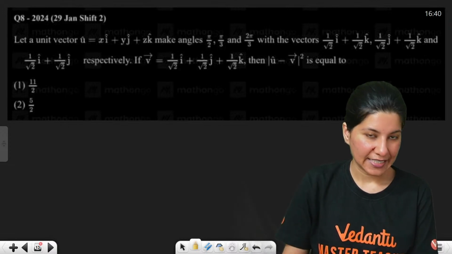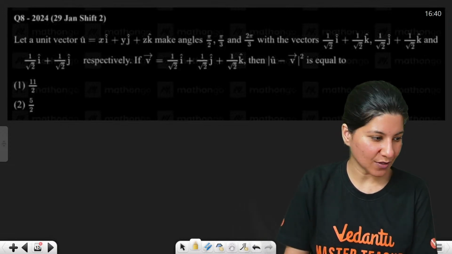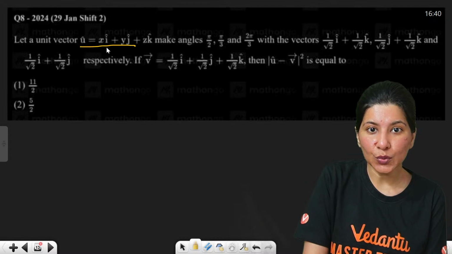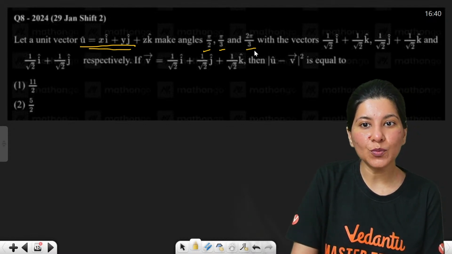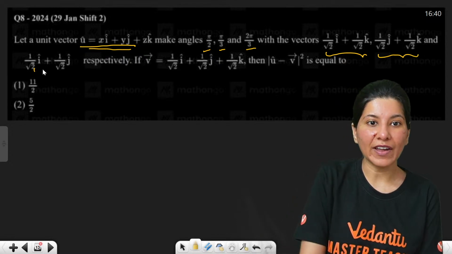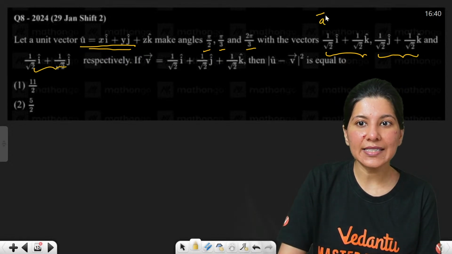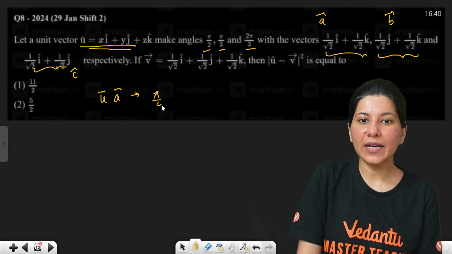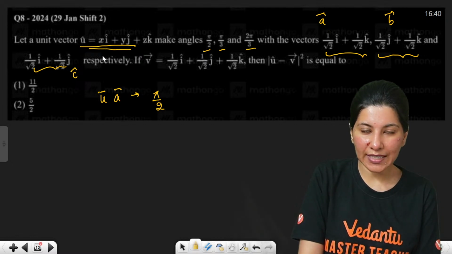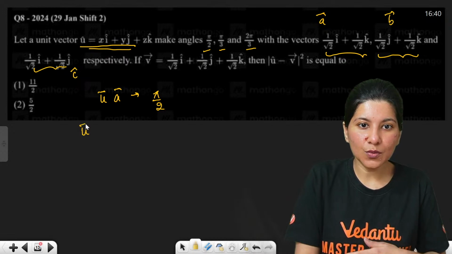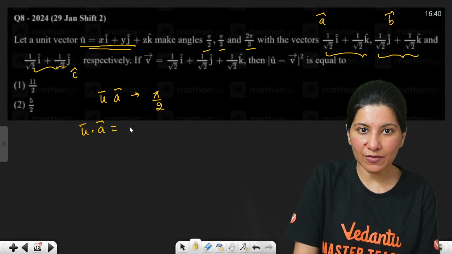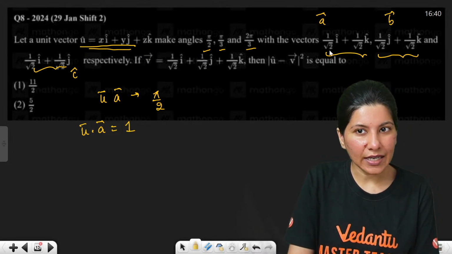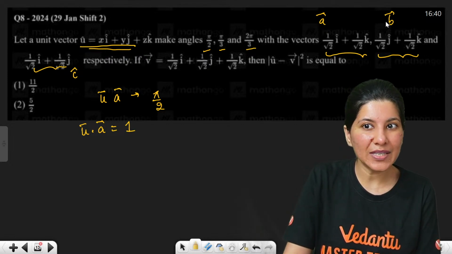Okay. Yes. Again, another question on our screen. Let a unit vector U make angles pi by 2, pi by 3, 2 pi by 3 with these three vectors. Let me just mark them as A vector, B vector and C vector. So basically U and A vector make a pi by 2 angle. U vector is given, so dot product again, right? U dot A vector: U is a unit vector, so the magnitude of U is 1, and A, B, C are all unit vectors.